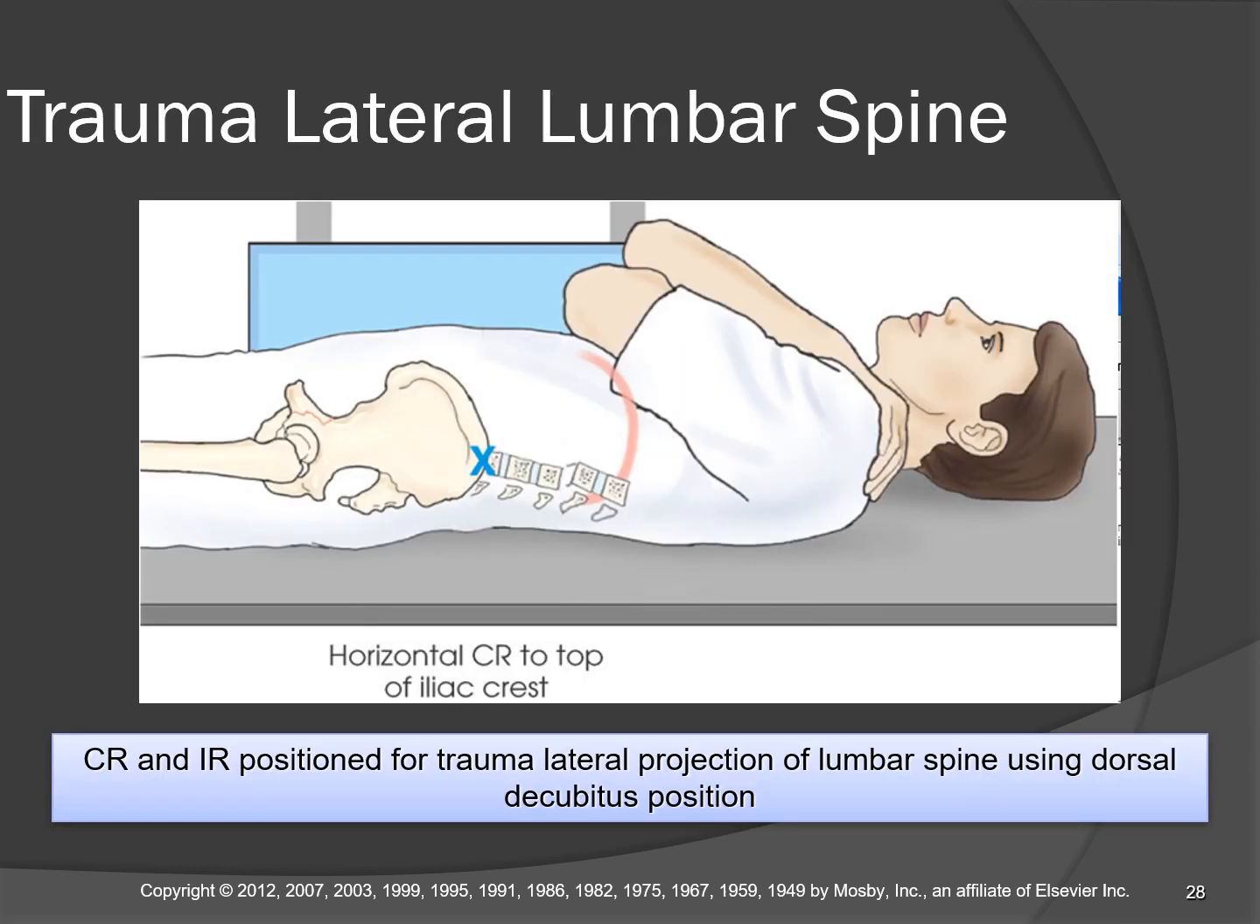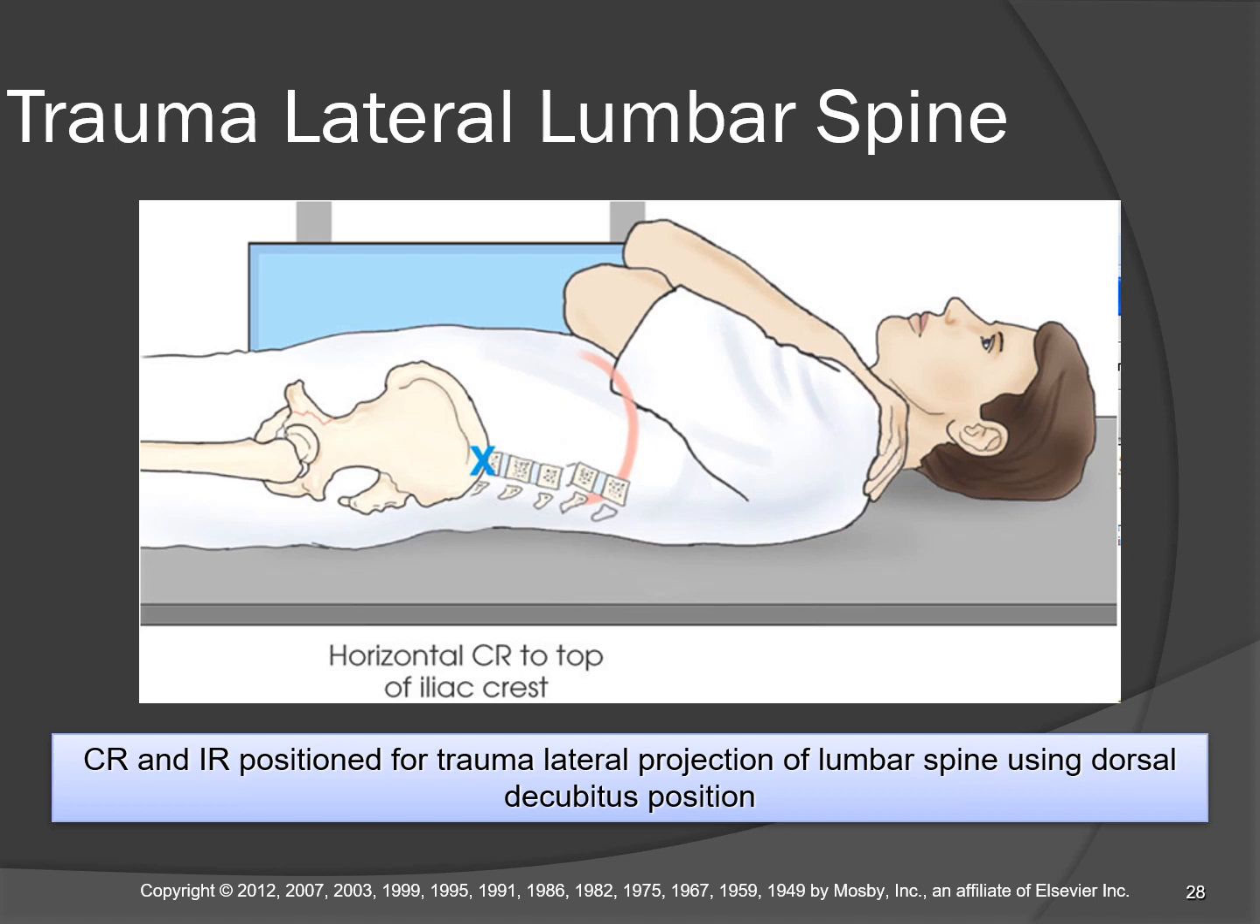Trauma lateral lumbar spine, it's the same as you do, you're just shooting horizontally. It's the same as if they were standing or if they were laying on the table. The central ray is going to enter at the level of the iliac crest on the hip that's furthest from the image receptor. And then it's going to pass through the other hip, and then it's going to impact the image receptor.